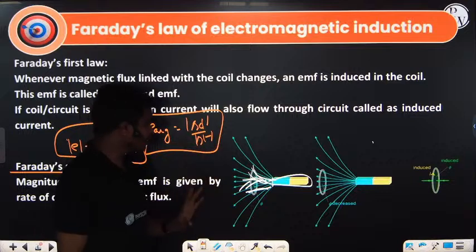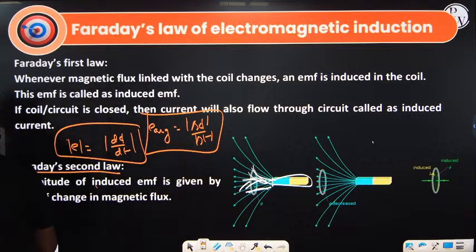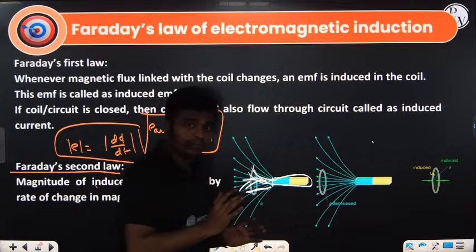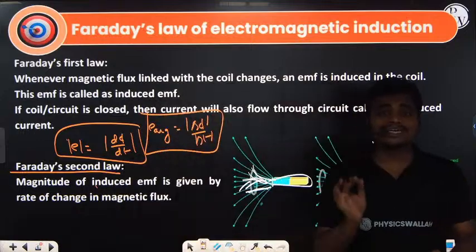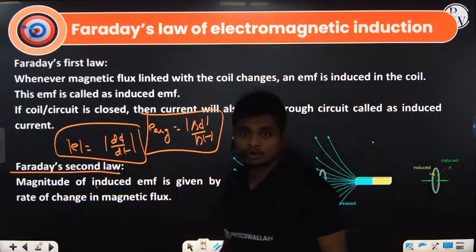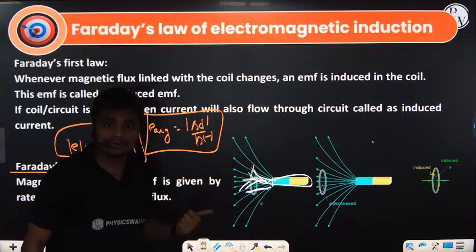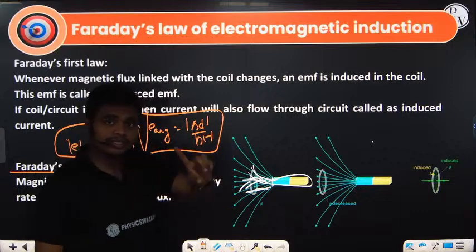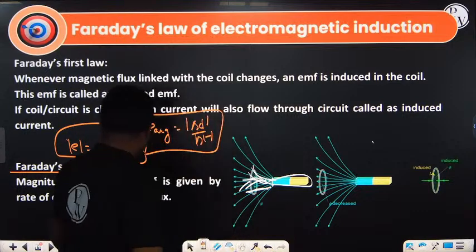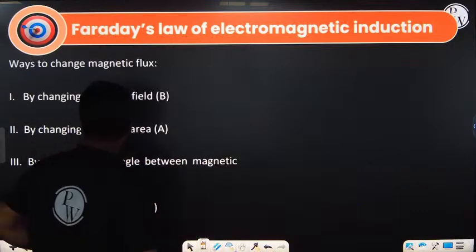As the field lines change, what will happen? More field lines will come. With time, the magnetic field lines on the coil change. Whenever the magnetic field lines on the coil change, there is induced EMF across the coil. If the coil is closed, then current will also be induced. So here we are going to discuss the ways to change the magnetic flux.